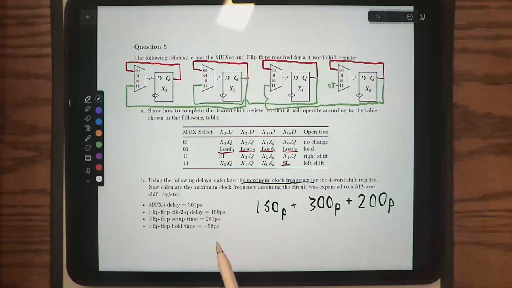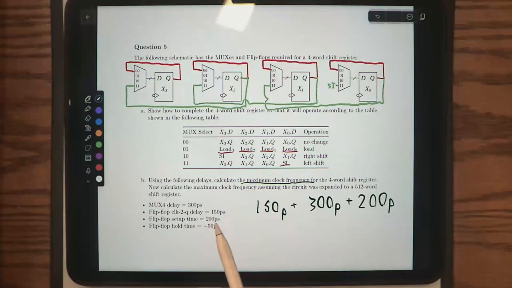Okay. Also, we have a hold time of negative 50 picoseconds. So, do we have a hold time violation? No. How do we know it's not a hold time violation? It's negative. Yeah, if it's negative, you can just say great, throw it away, don't think about it.